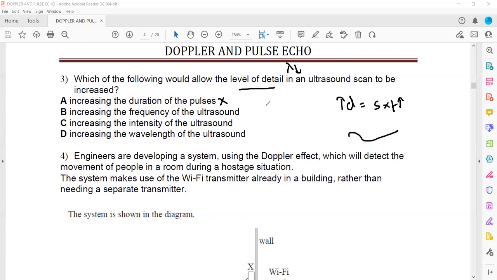Increasing the frequency: if we use a high frequency, the wavelength will be shorter, and a shorter wavelength will give us a more detailed image as compared to longer wavelengths. Increasing the intensity does not have anything to do with the detail of the image. It is like how much radiation has returned or bounced back, that will affect intensity. And increasing the wavelength, again, reduces the detail of the image.